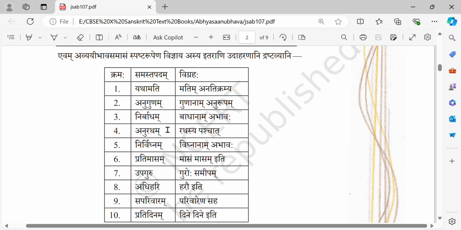Whenever you are using the word deserving, in such a meaning you have to use Rupasya yogyam anurupam, gunasya yogyam anugunam. In that way you can split. Vignanam abhavaha nirvignam. Jalasya abhavaha nirjalam.